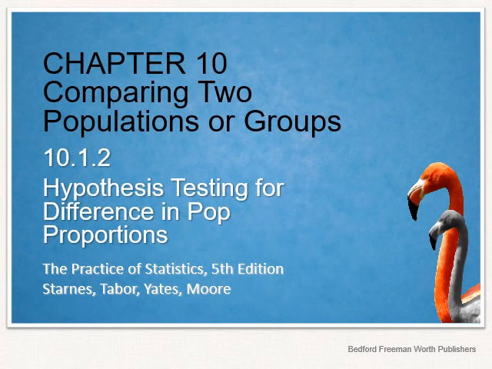All right, this is the second part of section 10.1. In the first part of 10.1, we discussed creating and interpreting confidence intervals for the difference in population proportions. But here, in the second half of this section, we'll talk about doing hypothesis testing, or significance testing, for the difference in population proportions.